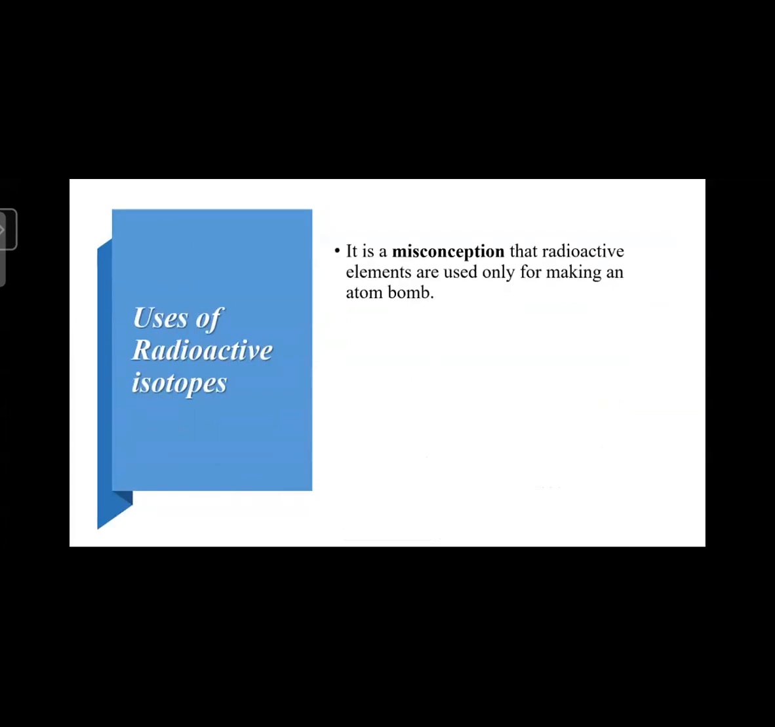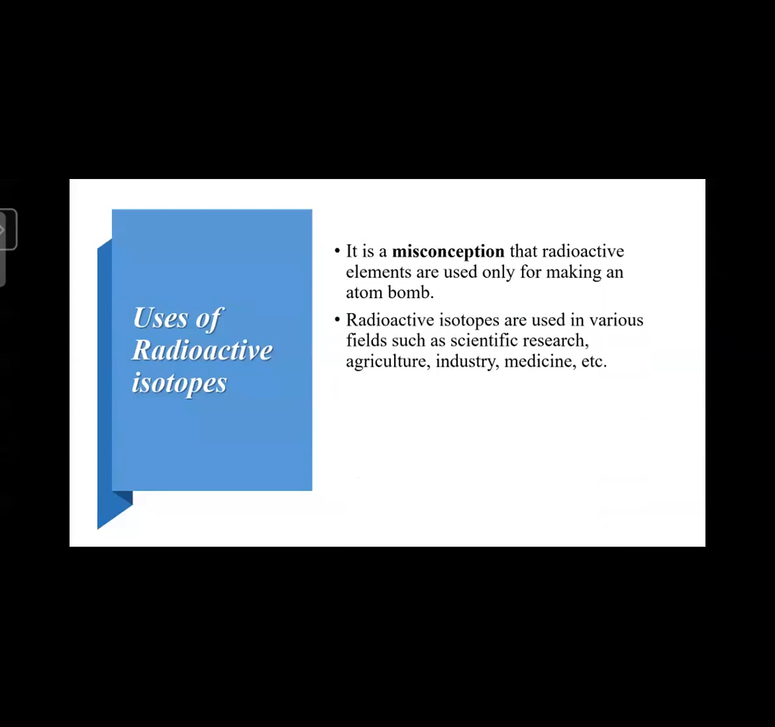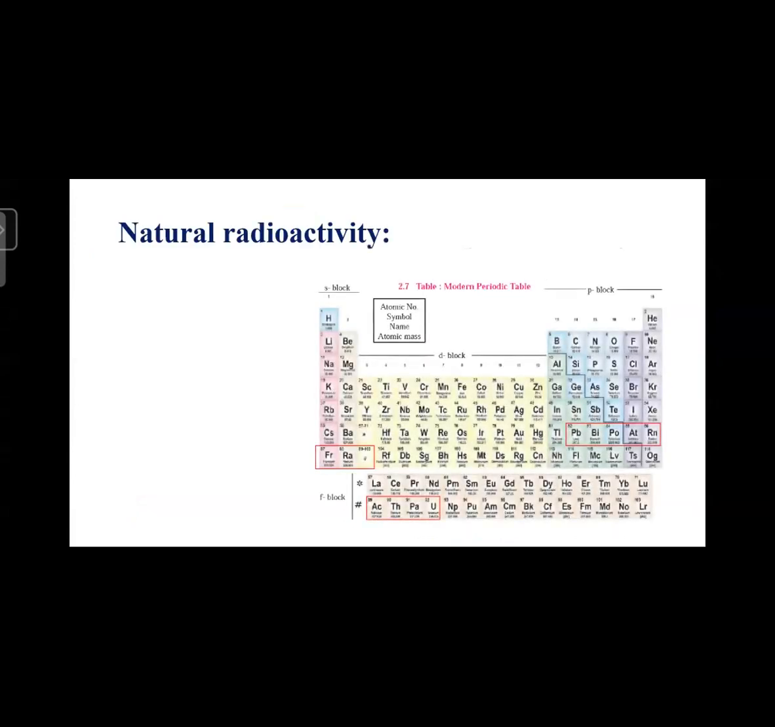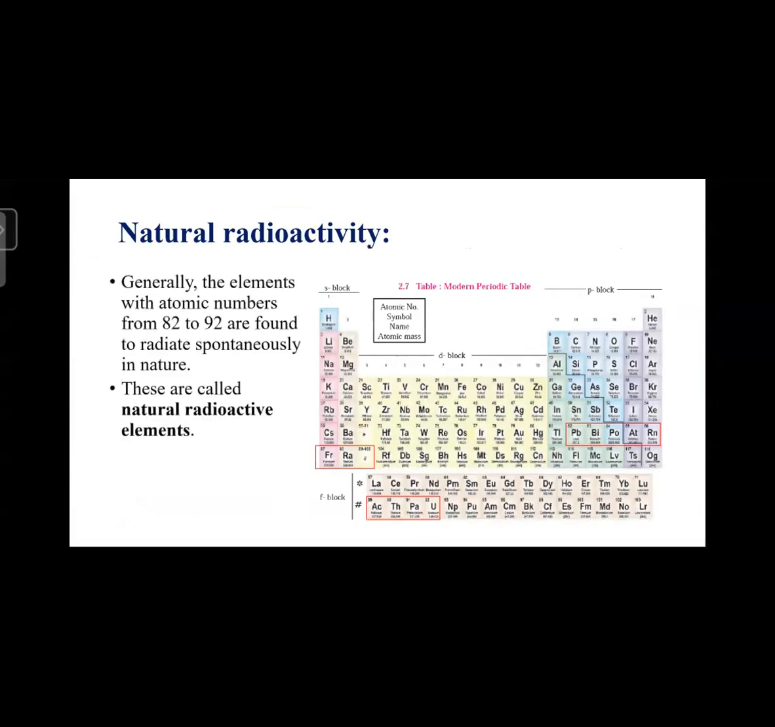Now, what are the uses of isotopes? There is a misconception that radioactive isotopes are only used in making atomic bombs. Radioactive isotopes are also useful in scientific research, agriculture, industry, and medicine. Radioactive isotopes are also used in radiation research, and can be used in radioactive elements also. Now we will see natural radioactivity.